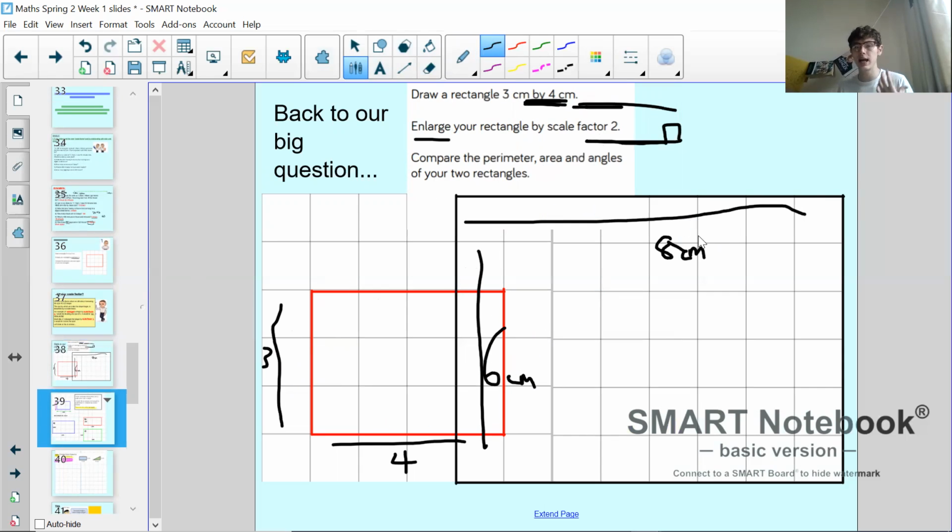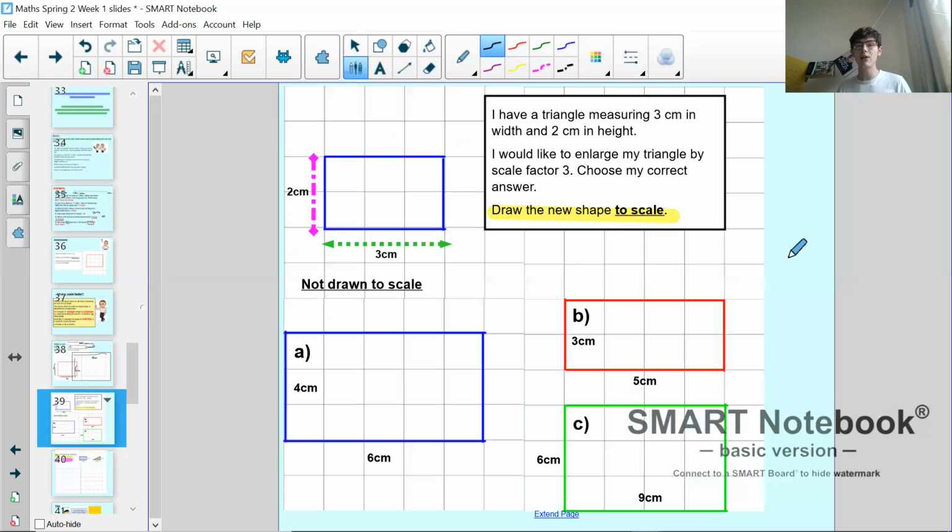All right, so let's have a go here at our question. Okay, so I have a triangle measuring 3 centimeters in width and 2 centimeters in height. I would like to enlarge my triangle by scale factor 3. Choose my correct answer. And it says draw the new shape to scale, but I'm going to cross that out because I don't have enough space to make it to scale. So as you can see, it's not drawn to scale. And what this means is that the shapes aren't necessarily showing these measurements just because I can't fit it on, okay?